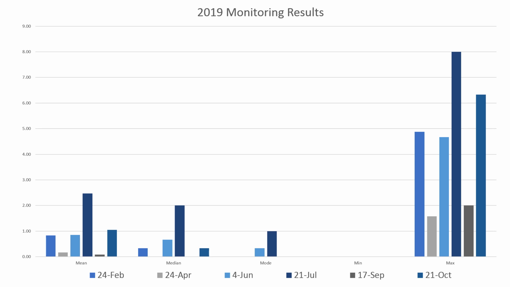So this blue is February 24th, the gray is 24th of April, the blue is June 4th, this is July 21st, September 17th, and October 21st. And so I'm going to go through each of those monitoring periods and talk more about what I did and what I saw at each of those monitorings.